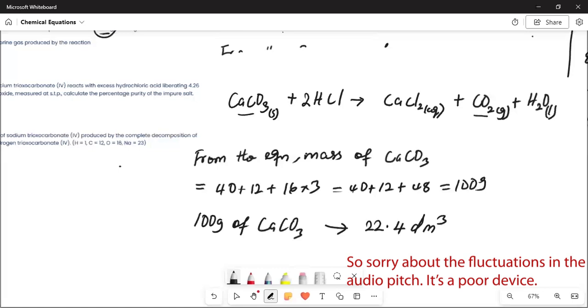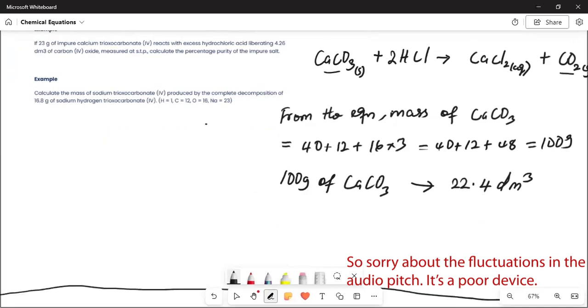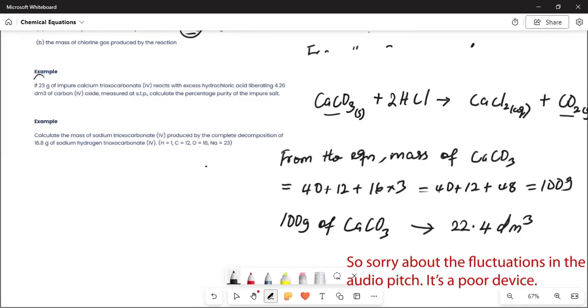That is the volume. Then what would this 25 gram of impure calcium carbonate give us? They give us the volume of oxide that is produced by burning this. In other words, we need to know this is impure. They say 25 gram of impure. This mass here is the mass of the impure calcium trioxocarbonate(IV).